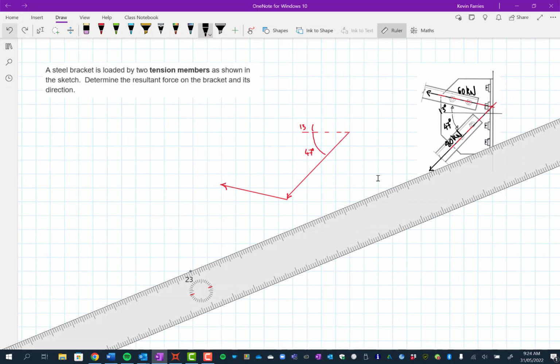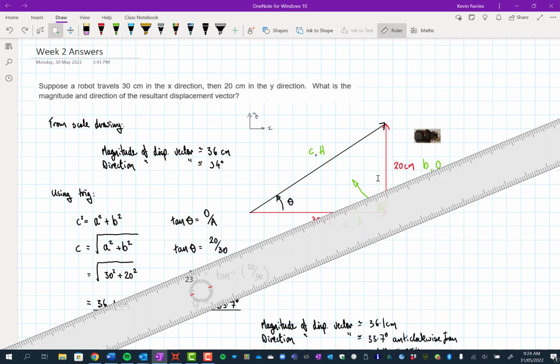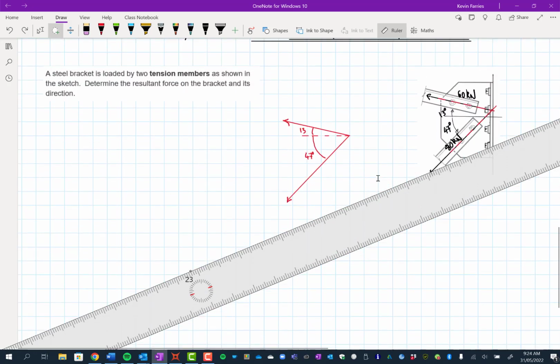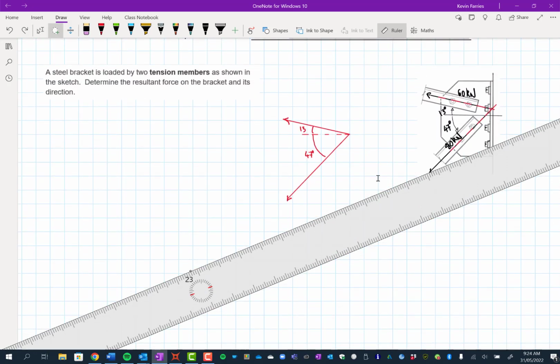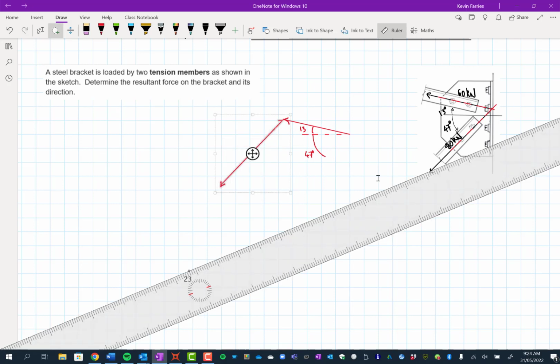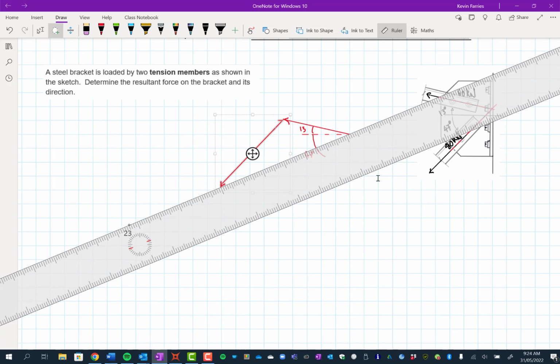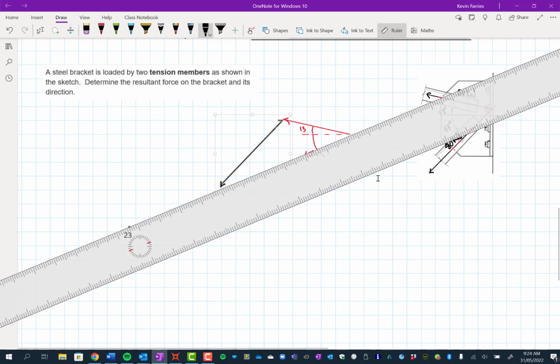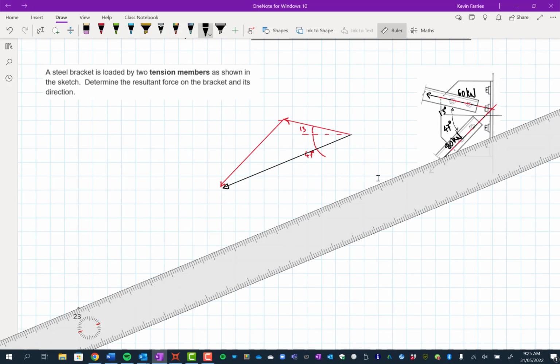Alternatively, let's just move all that back again. You could have done the same thing with the other vector. So we could have taken this one and joined it nose to tail with this one, moving up here so it stays parallel. And we would have got exactly the same vector. So the resultant vector would have been through here.